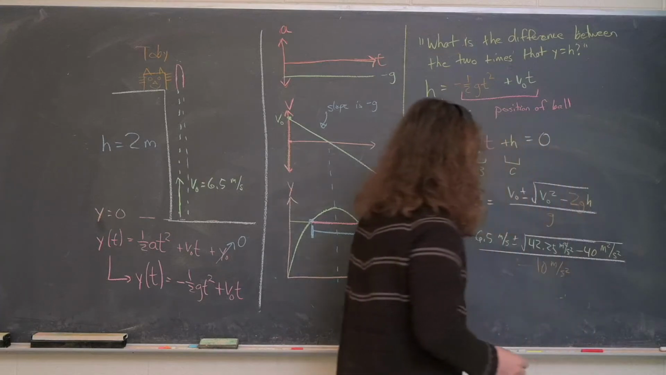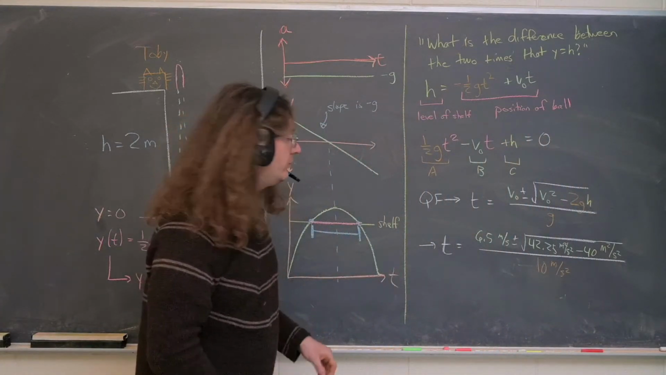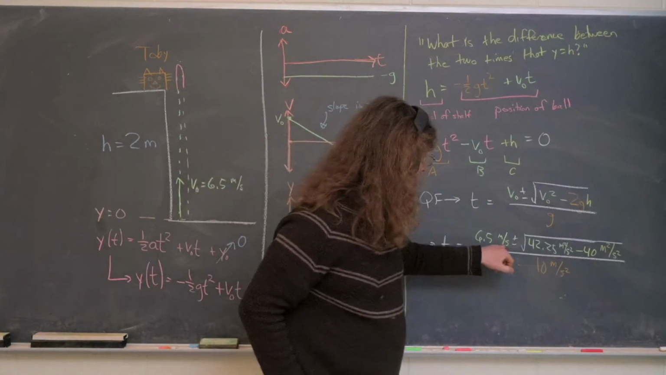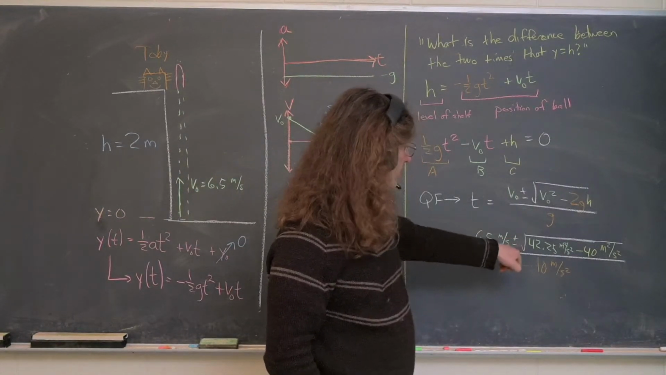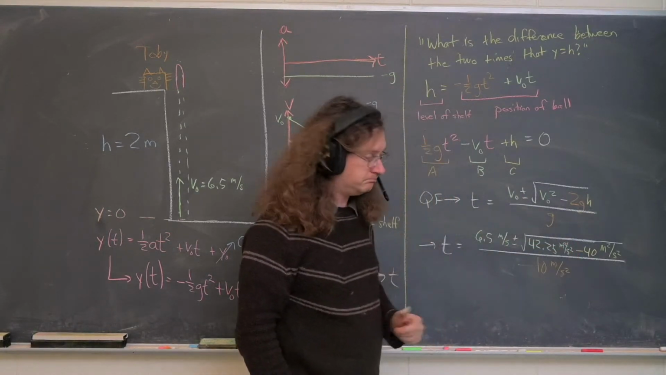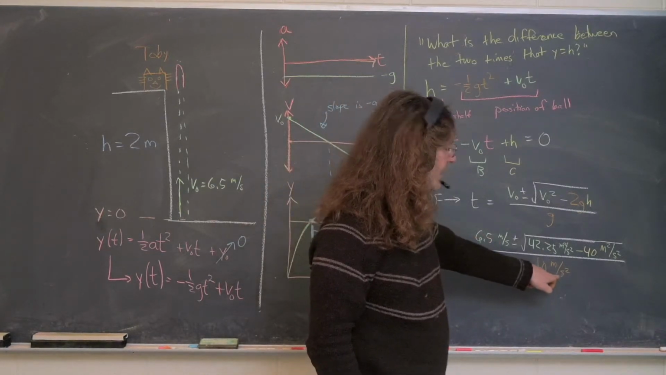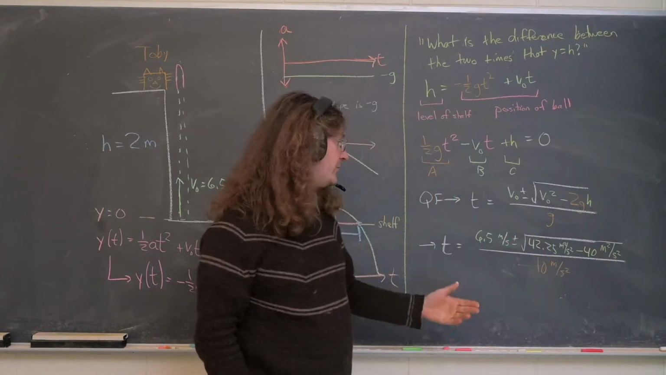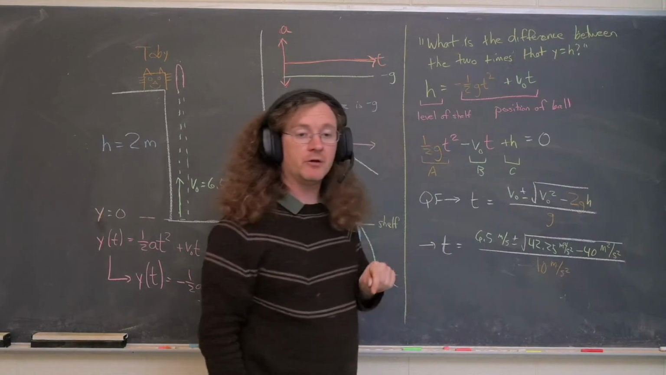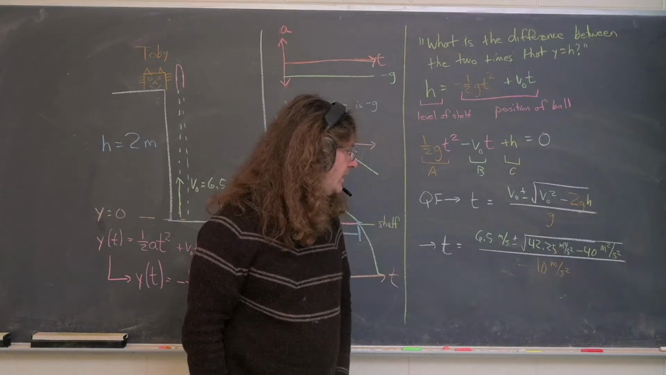It's always a good idea to carry your units around because you can use them to make sure that what you've done is correct. Notice, I have meters per second plus or minus the square root of meters squared per second squared. So the numerator all matches. And then I have meters per second divided by meters per second squared, which gives me something in seconds, and I'm looking for times. So that is what I want.